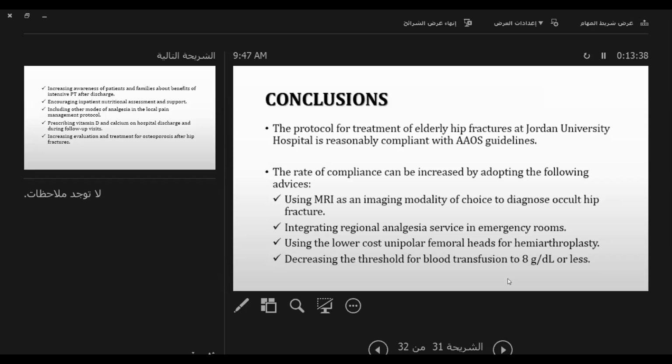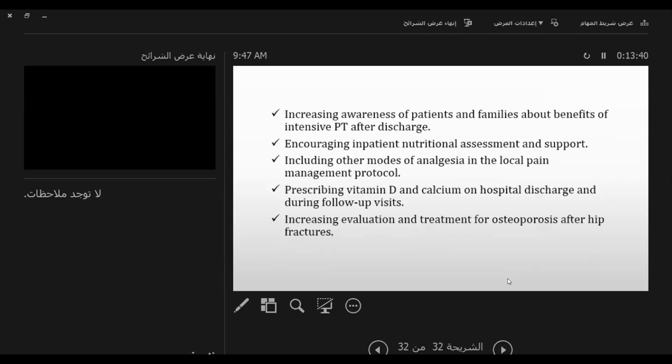8 or less in asymptomatic patients, increasing awareness of patients and family about the benefit of intensive physical therapy after discharge, encouraging inpatient nutritional assessment and support, including other modes of analgesia to local pain management, a protocol prescribing vitamin D and calcium on hospital discharge and during follow-up visits, and increasing evaluation and treatment of osteoporosis after a fracture.